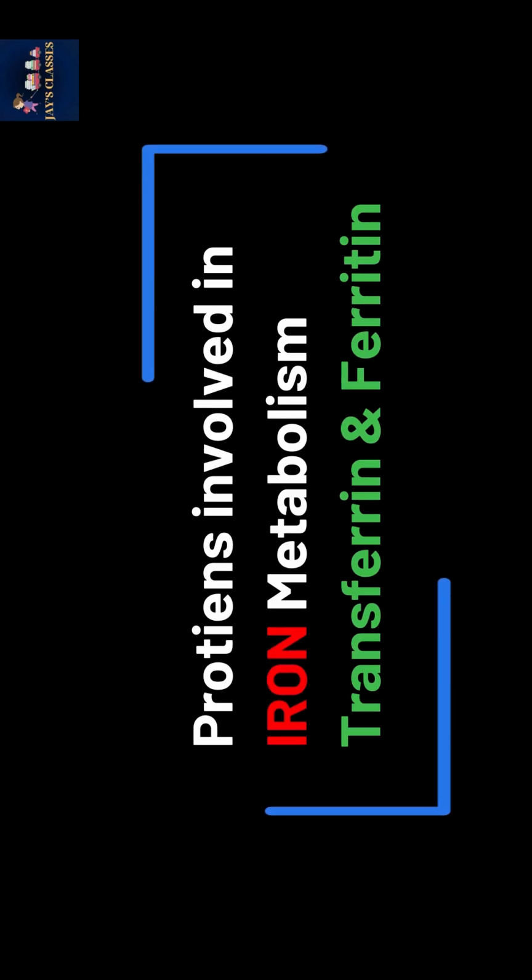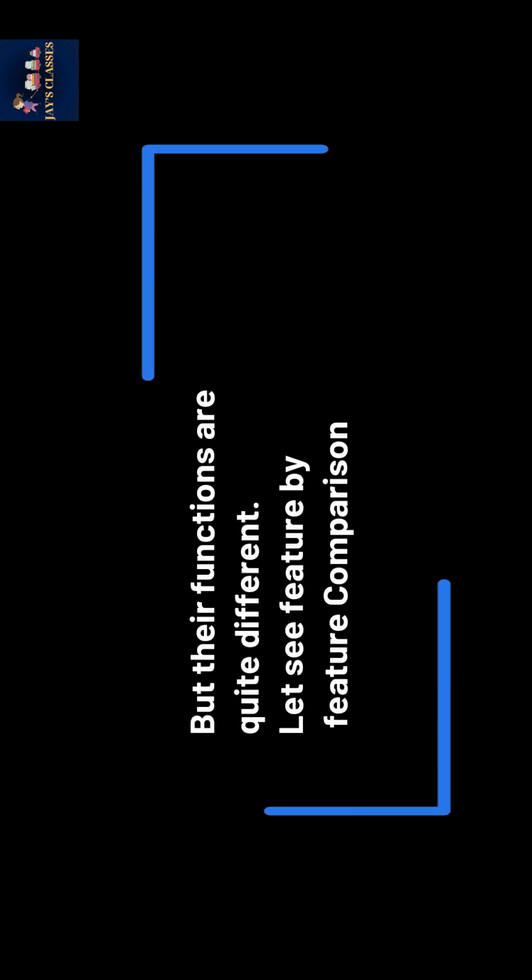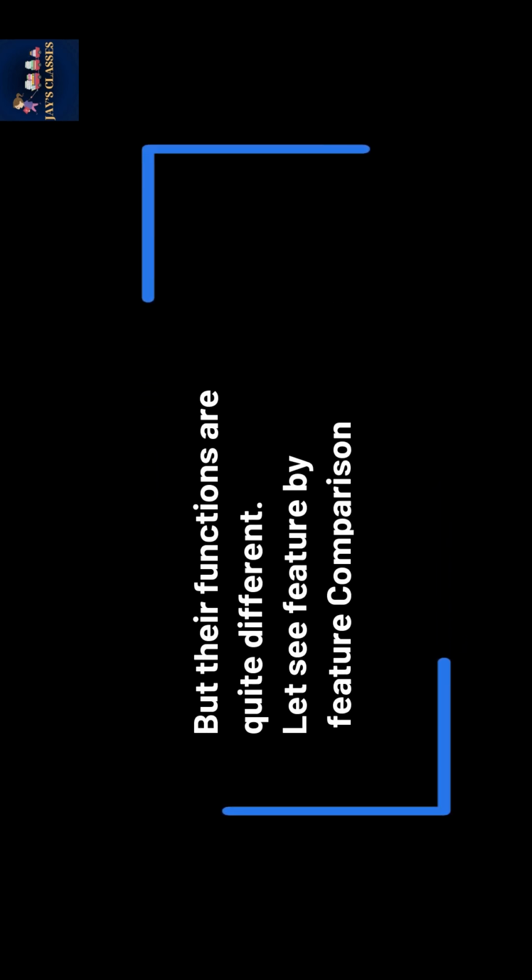Let's break down two important proteins involved in iron metabolism, transferrin and ferritin. The difference between transferrin and ferritin: both play essential roles in managing iron in the body, but their functions and characteristics are quite different. Let's see a feature by feature comparison.